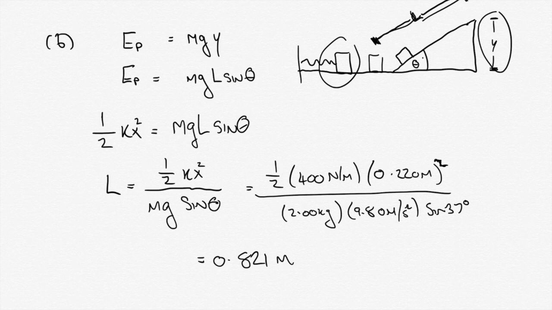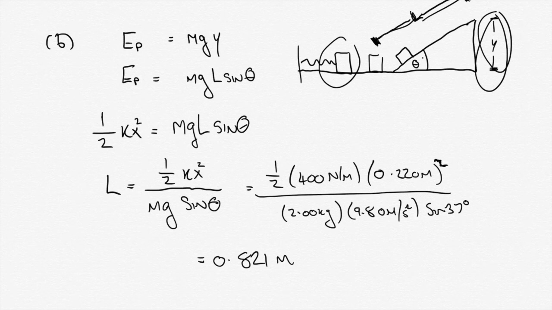So the second part of the question asked us, how far along the incline does the block slide? I actually thought when I first started solving this problem that it was asking us for the height that the block achieved, which I think I may have said at the start of the video. But in fact, what it's asking us for is how long along the incline it slides. And when we do that calculation, we get 0.821 meters.